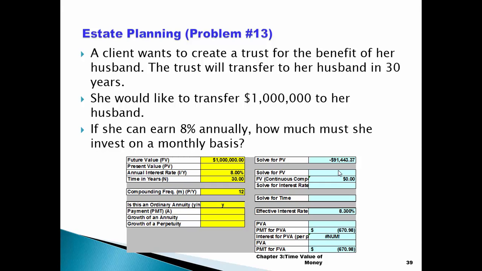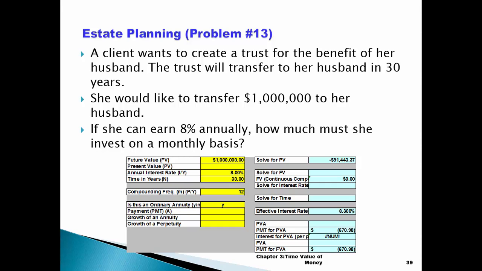A couple more problems and then we'll be done with this chapter. Here's an estate planning question. You want to create a trust for the benefit of your husband. The trust is going to transfer to her husband in 30 years. She would like to transfer $1 million. If she can earn 8% annually, how much does she have to invest into the trust on a monthly basis? So the future value is $1 million. That's how much we want to have in the account, but we don't want to put it there for 30 years. The interest rate's 8%, and we're asking about payments, 12 payments per year.